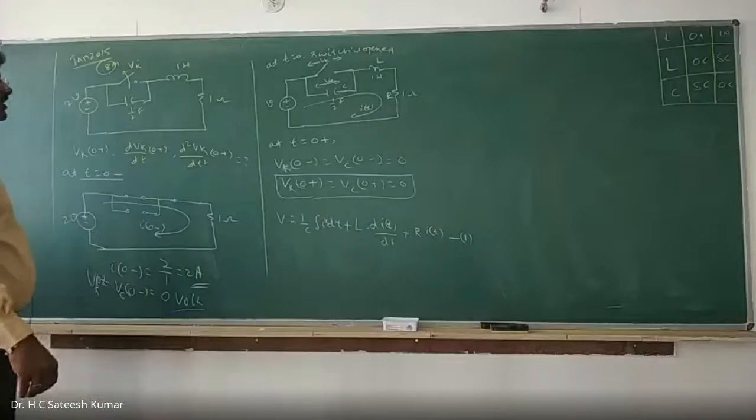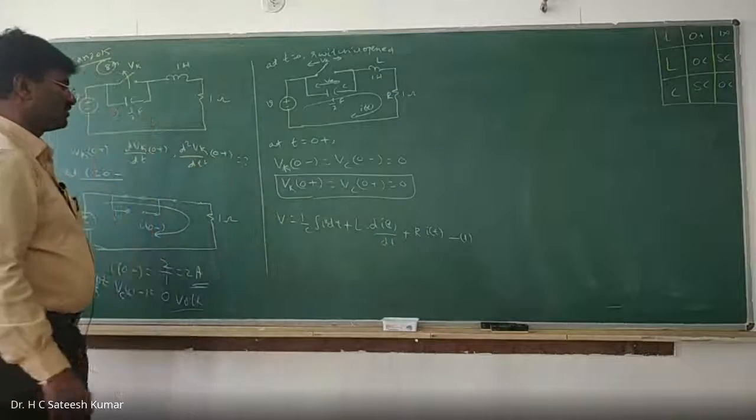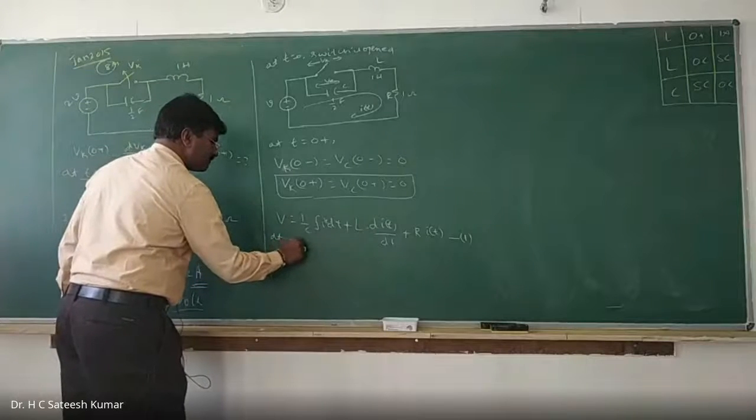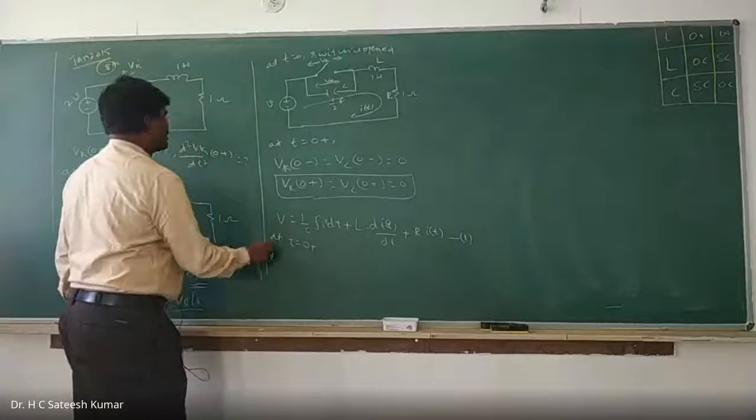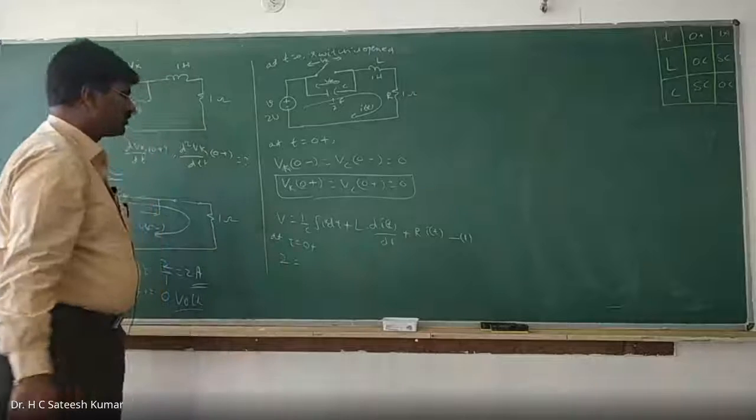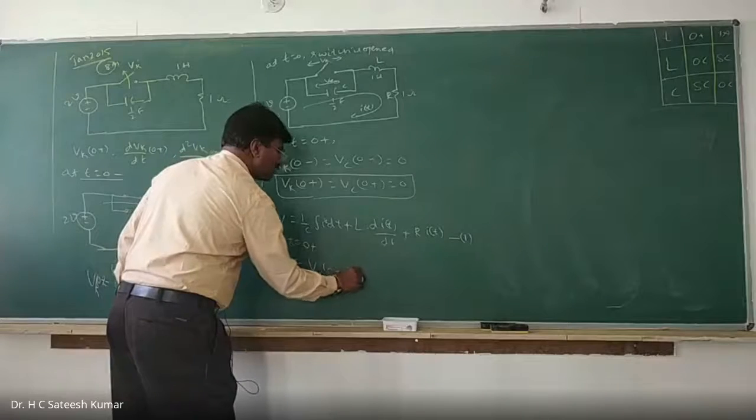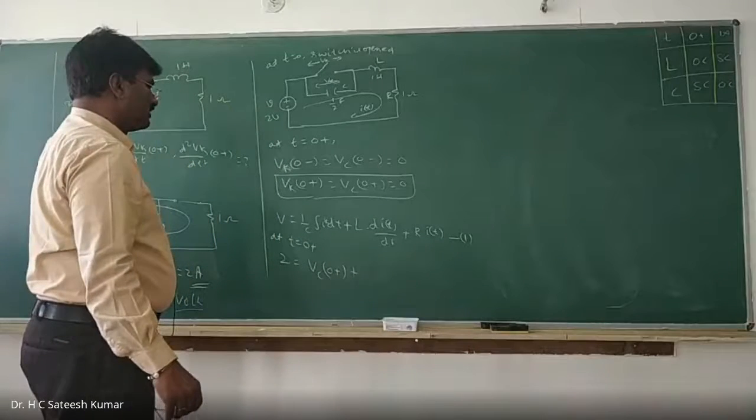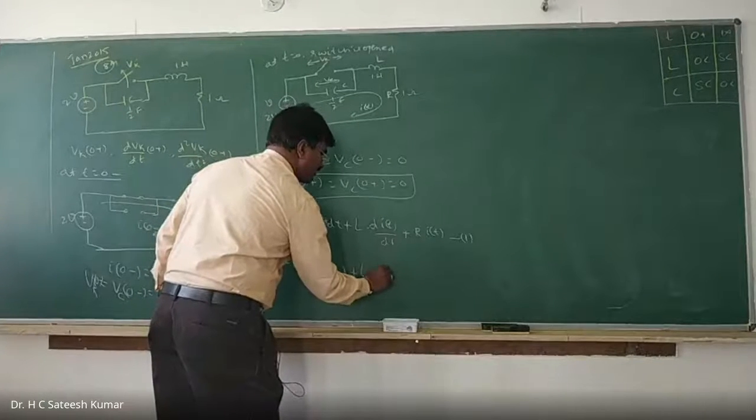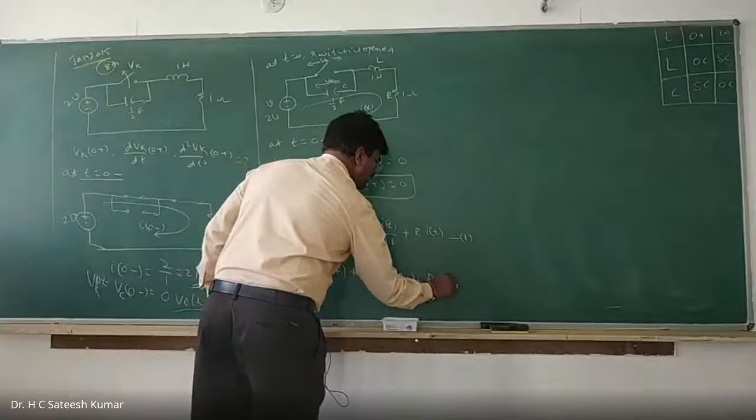Now you can write it. So this is your Vc. Vc at t is equal to 0 plus. What will happen? V is how much? V is 2 volts. So 2 is equal to Vc0 plus, plus L into di of t divided by dt at 0 plus, plus R into I0 plus.